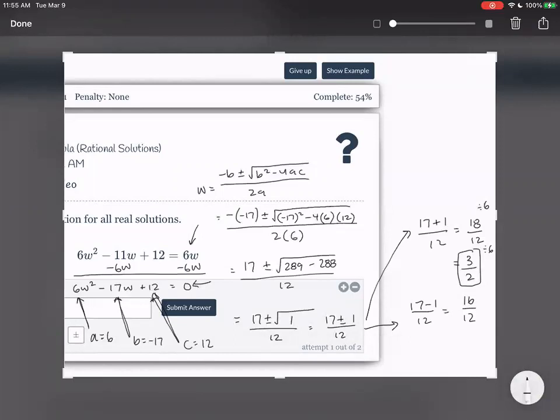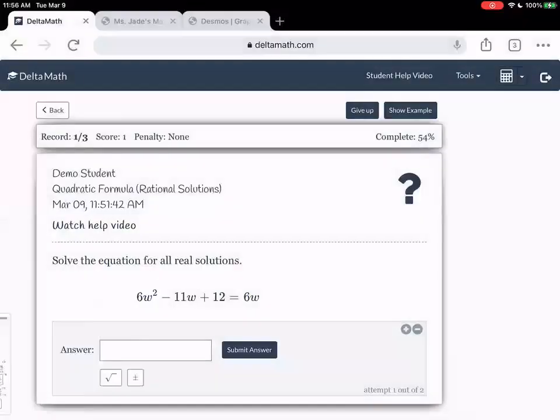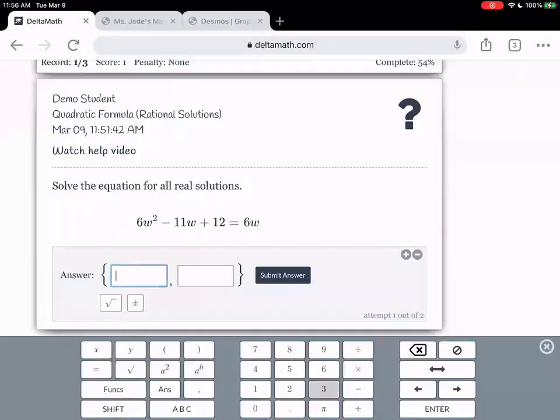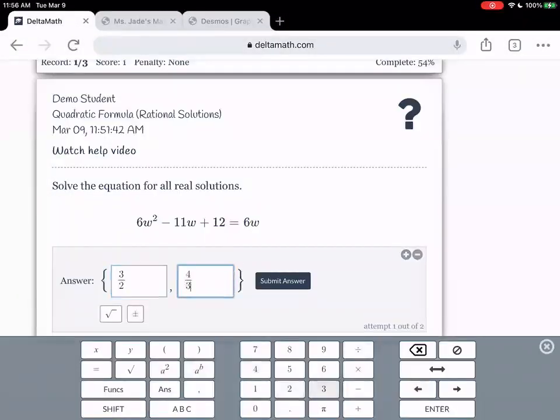Now let's take a look at the bottom one, 16 over 12, oh my gosh, I can't read. Both of these numbers are divisible by 4. So I'm going to divide top and bottom by 4. 16 divided by 4 gives me 4. 12 divided by 4 gives me 3. So here are my two answers, 3/2 and 4/3. Are there any questions? So 3/2 and 4/3.